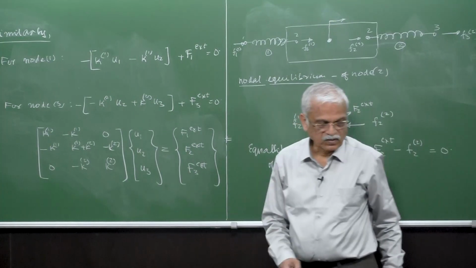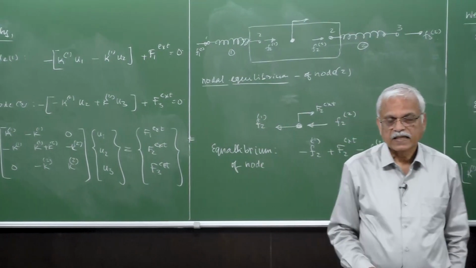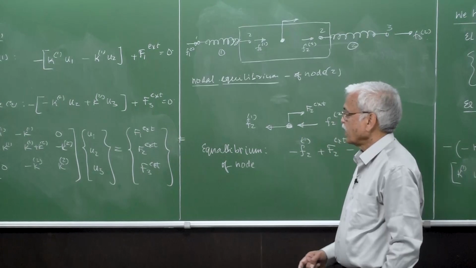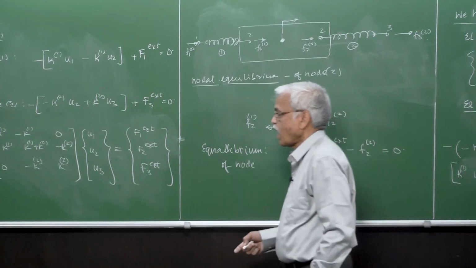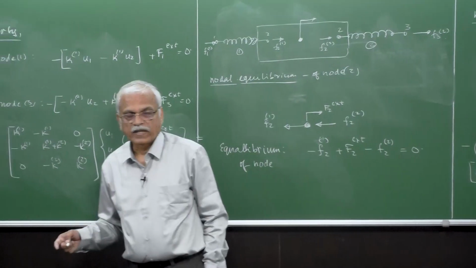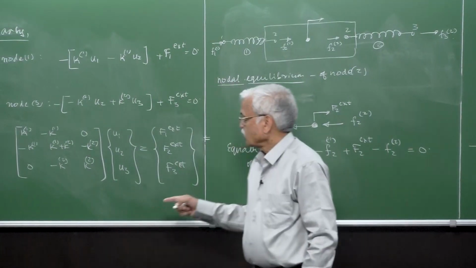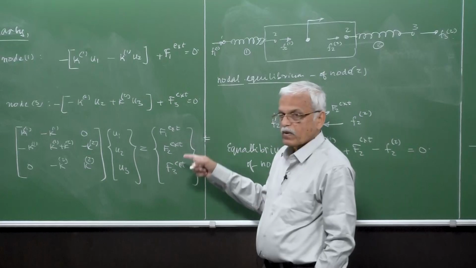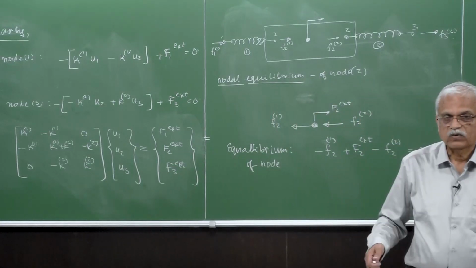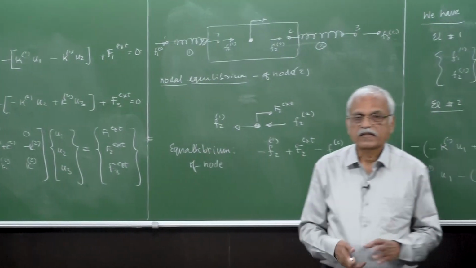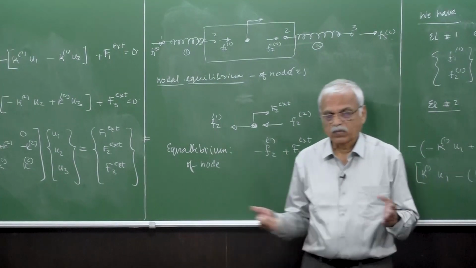system. Okay, so we will take this as our next step, and then we will move on to how to apply the boundary conditions. Apply the boundary conditions in the sense that some of the nodes are constrained, because they are rigidly connected to the support.